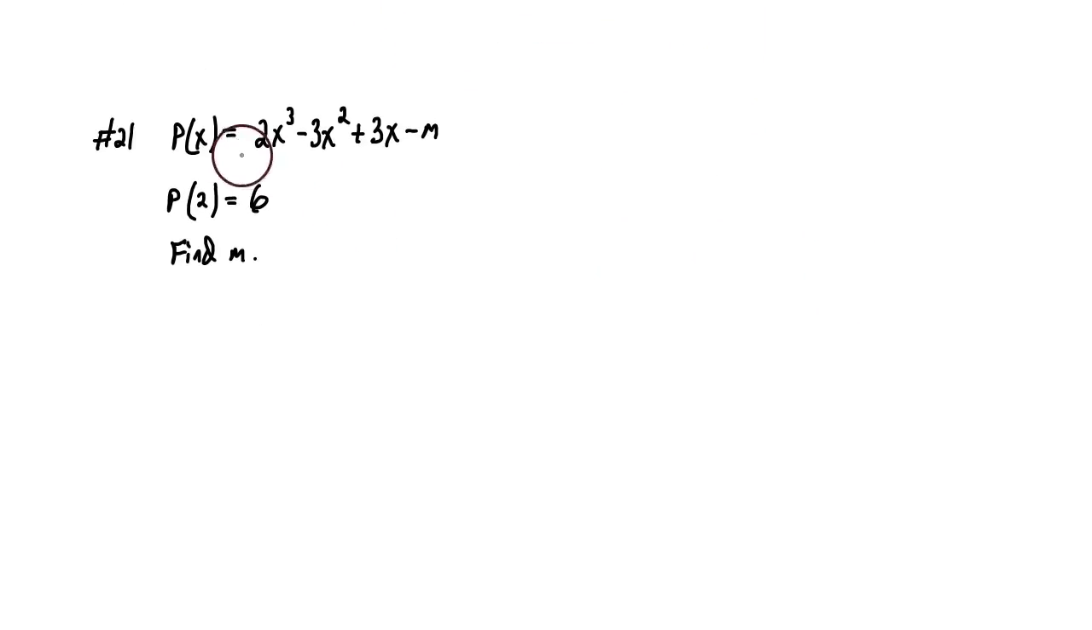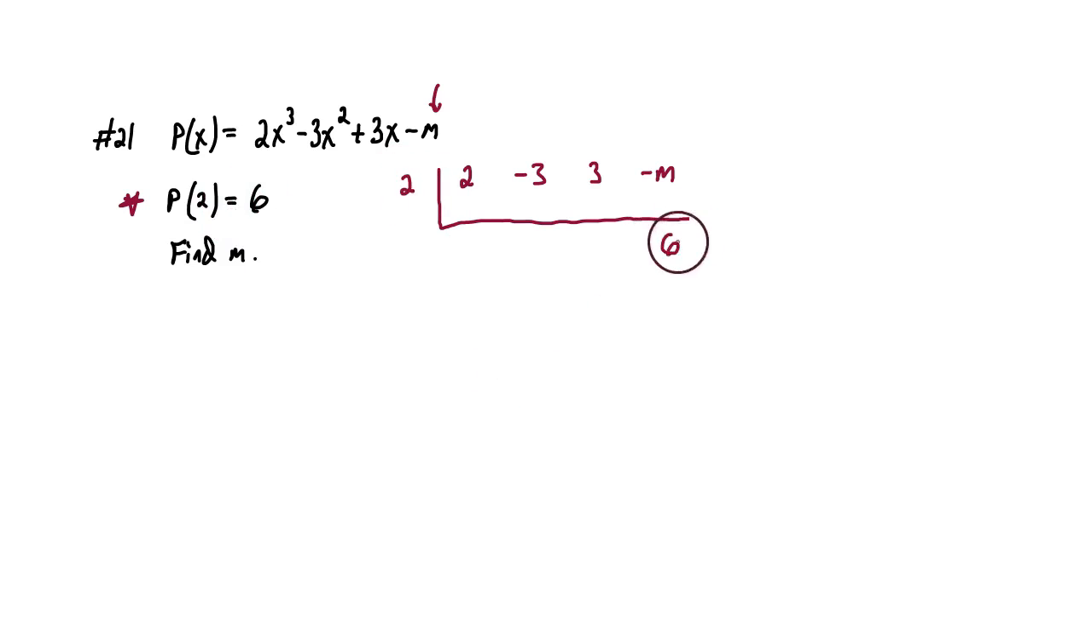Next, number 21, we have a function called p, and we're even given that p of 2 is 6. We're asked, what would that last number have to be? Let's use synthetic substitution. Write out the coefficients of function p. There was a 2 from the x cubed, then a negative 3, then a 3, and then negative m. Now make the bracket. Let's use this piece of information. p of 2 equals 6. That means that when you substitute 2, you get an answer in this last spot of 6.